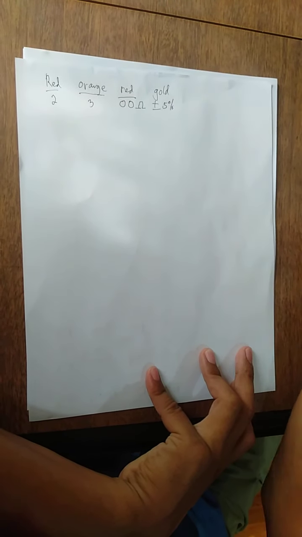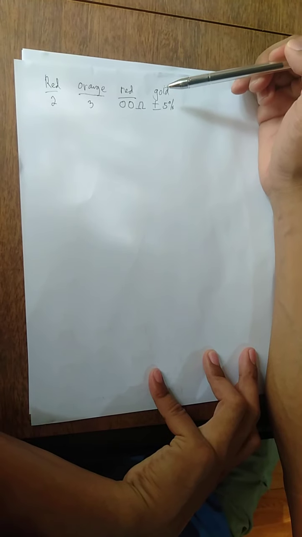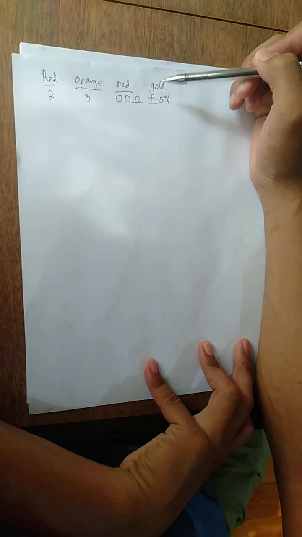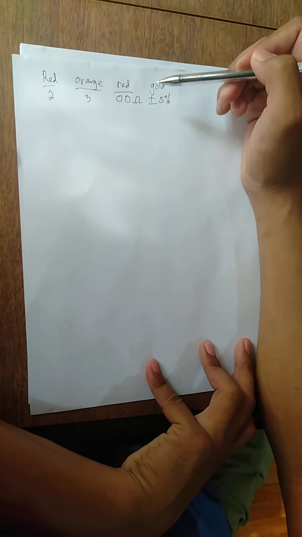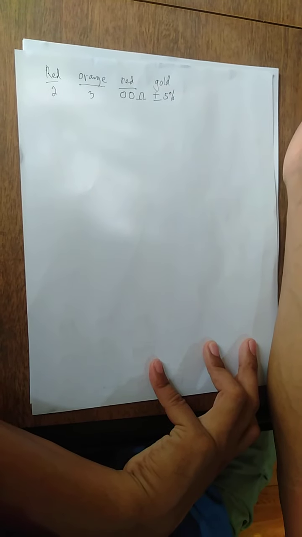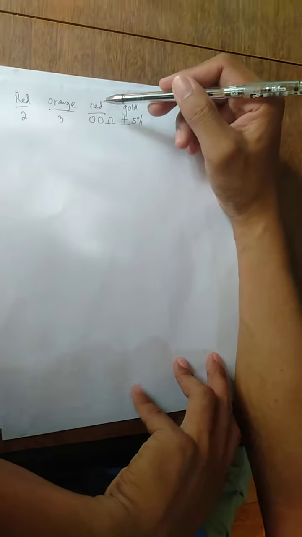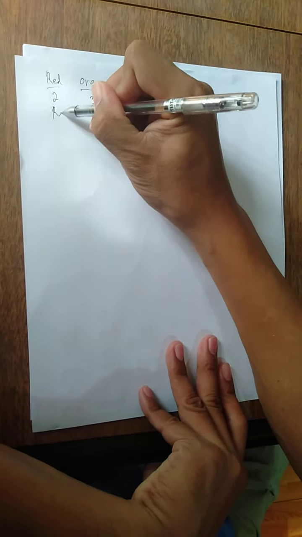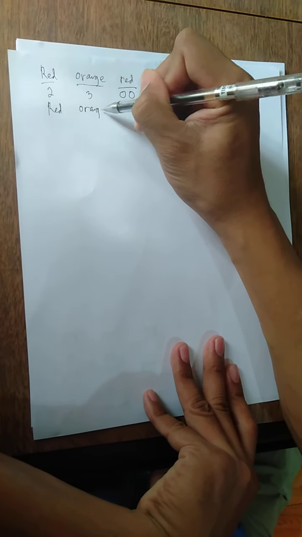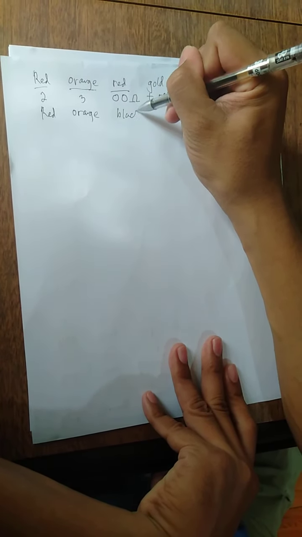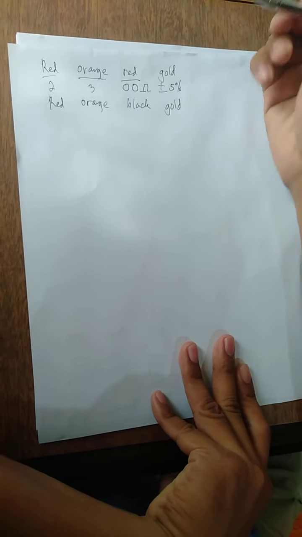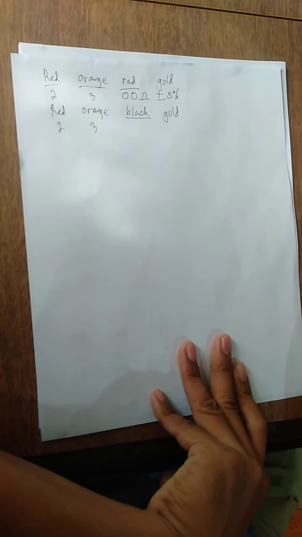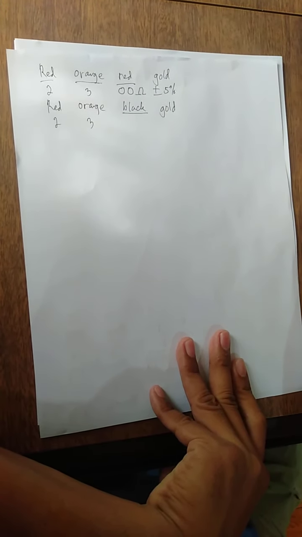Okay? Now, I noticed that some of you were not able to get the correct answer if gold, black, and silver are used as multipliers. So, we will review it here. I will use the same colors instead for the zero multiplier. So, this is still red, orange. So, we will use black and then gold. Okay? So, this is 2, 3. Now, the equivalent of black in the color code is 0.